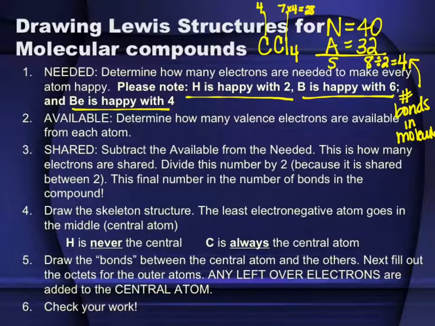Okay. Now we're going to set the structure up. For the skeletal structure, the least electronegative one goes in the middle. That means the one that's furthest away from fluorine is going to go in the middle. And then there are 2 rules. Hydrogen can never be in the middle, because it's only happy with 2. It can only make one bond. And carbon, who loves attention, will always be in the middle if it's there.